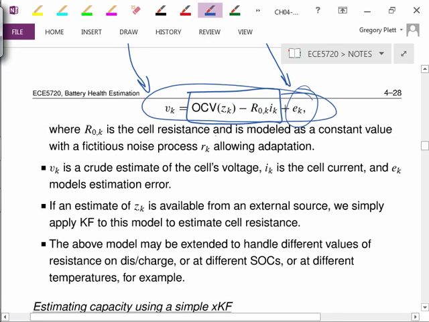We do need for this method an estimate of state of charge from some external source. So we assume probably that we have some kind of an EKF or SPKF running to give us a state estimate. Or I suppose I could try the Tino estimate here. I haven't tried it. I don't know how it would work.